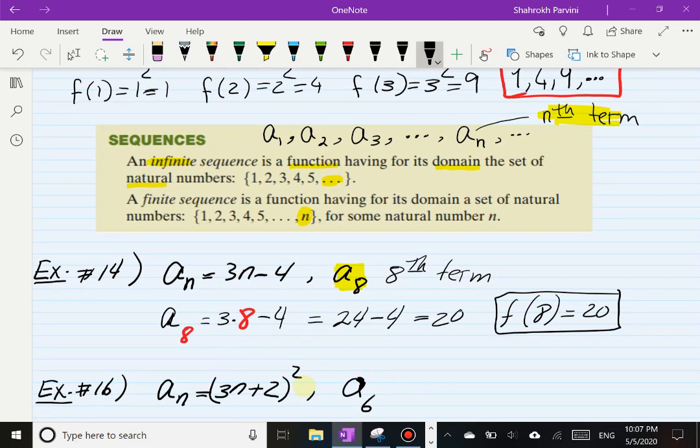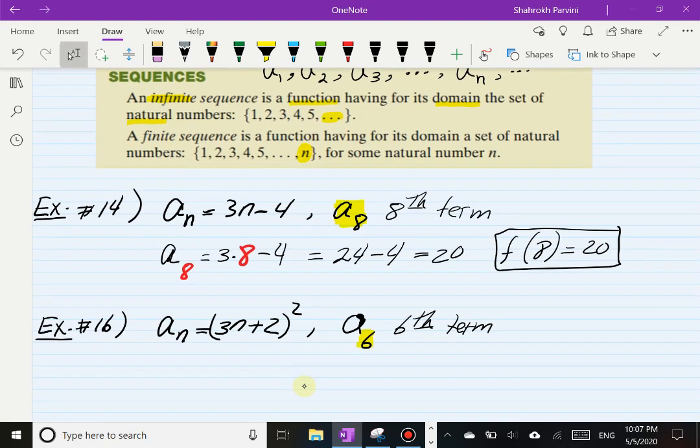Now, exercise number 16. In number 16, we are given a sub n. The function is 3n plus 2 squared. And this time they want the 6th term, right? A sub 6 means 6th term. That's what we want, the 6th term. So let me write that. So how are we going to do this? Just like the one above it, we're going to plug in a 6 for n. So this is going to be a sub 6, n is 6. And that's going to be equal to 3 times n, n is 6, and then plus 2 squared. And then we do the arithmetic, 3 times 6, 18, and 2 makes 20, 20 squared is 400.